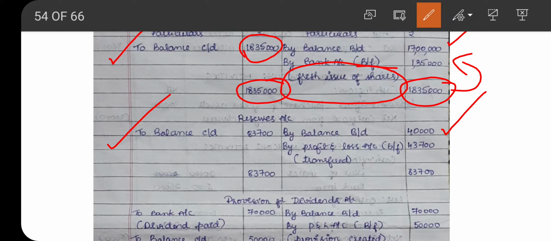We are having only two pieces of information relating to the reserve. Opening balance is given in the problem as well as closing balance is also given. So the difference amount, that is 43,700, is considered as transferred to reserve. That is by profit and loss account 43,700, balancing figure transferred to reserve.